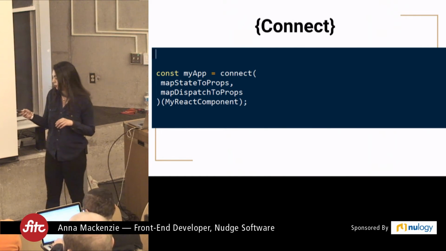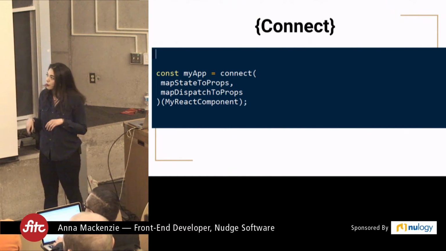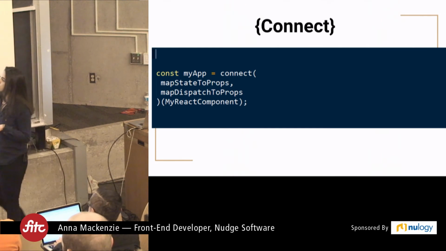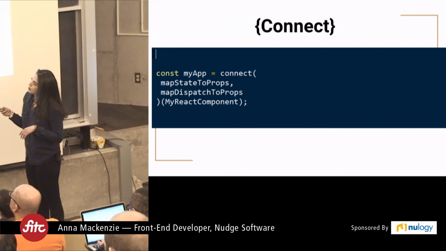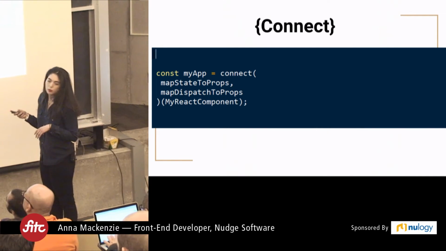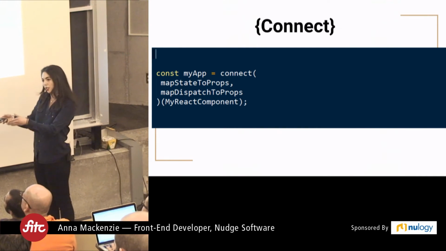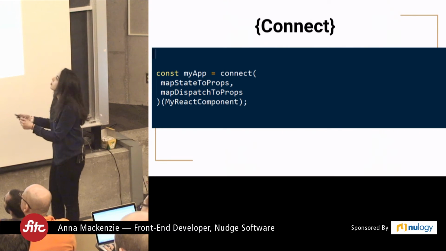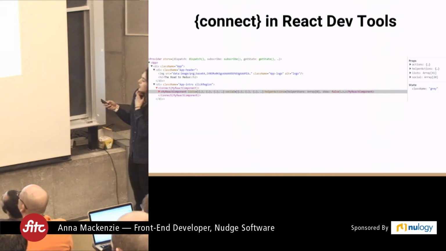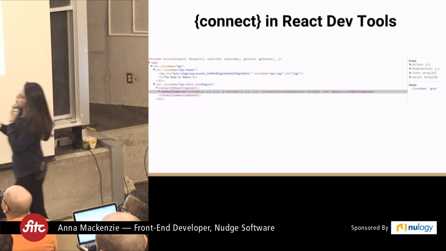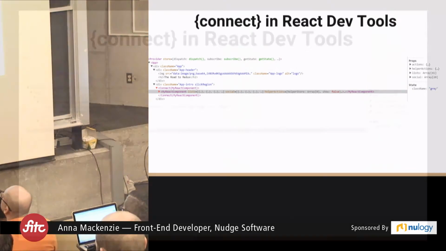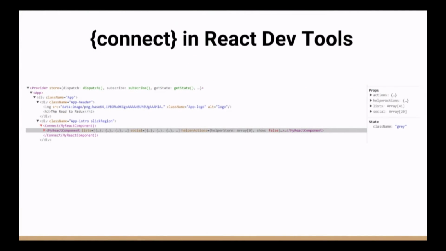So it looks like this. Don't worry about what's inside, because I'm going to talk about that. But what's important to know is we have Connect here, and then we have my React component, which is the component that I am injecting the data into. It looks like this in DevTools. I don't know if you can see that, but it says Connect right here. React DevTools are really great for letting us know what's happening. So we see that my React component is connected. And then over here we have the props that we have mapped. So let's get into that.